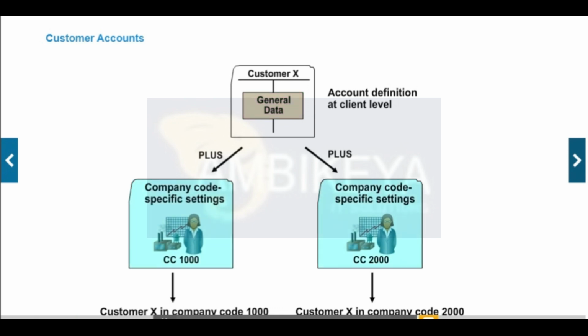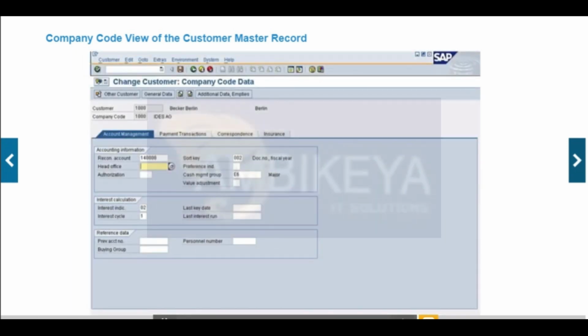Company code segments: postings cannot be made to the customer account for a company code until company code specific settings have been created. The company code segment contains information that pertains to just one company code, such as agreed terms of payment. This figure shows the company code view of the customer master record.